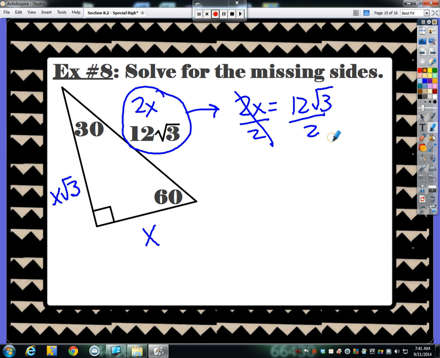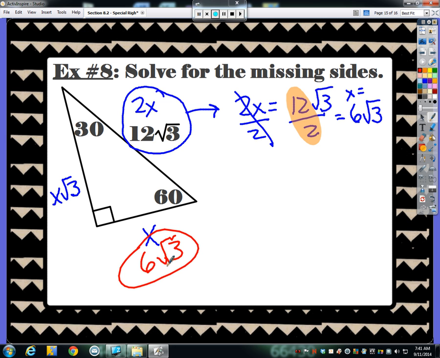Now here we don't have a square root in the denominator. Thank you. You're welcome. But 12 divided by 2 is 6. And then we got the root 3 left over. So there's x. Let's go plug it in these other two spots. So this piece down here on the bottom, the x, well, this is 6 root 3. Easy.